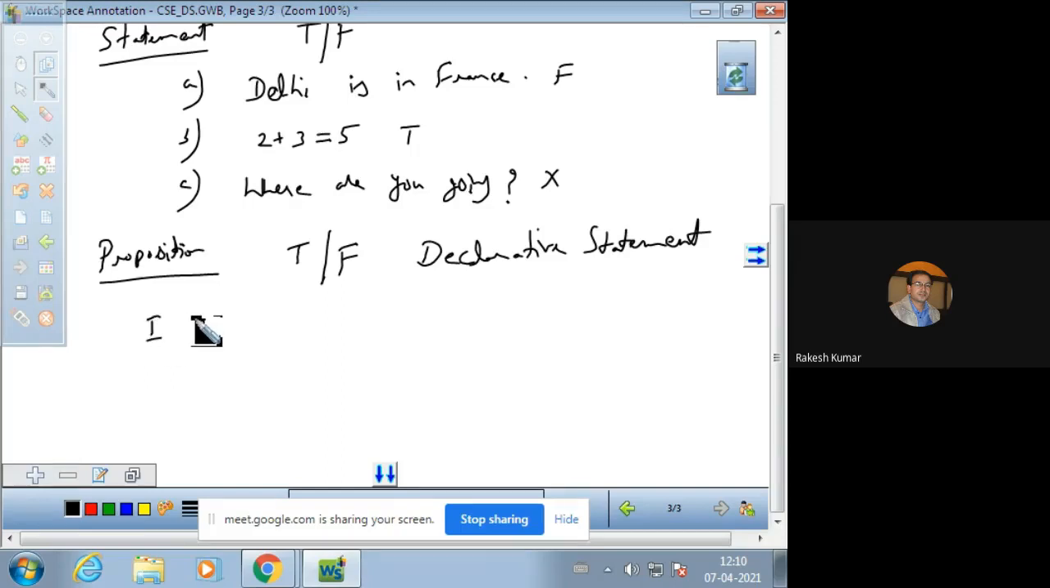The first example is, it rained yesterday. If it rained, then we say it rained yesterday. It is clear. It is a declarative statement.